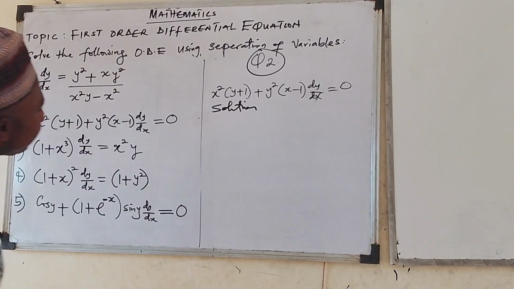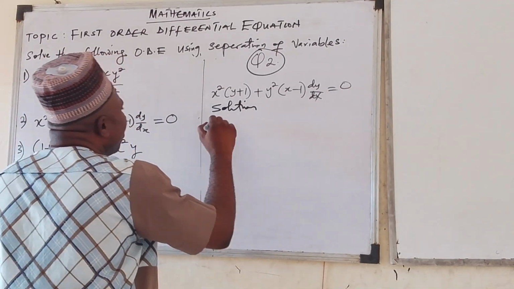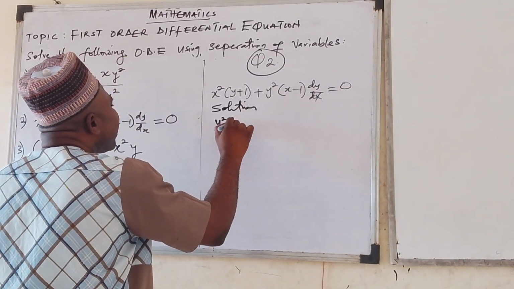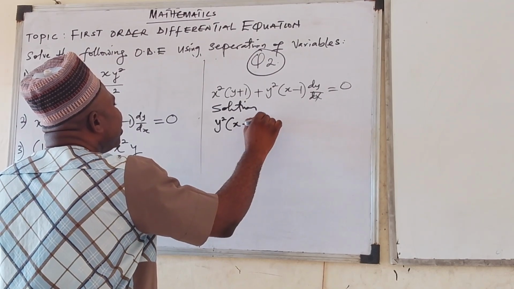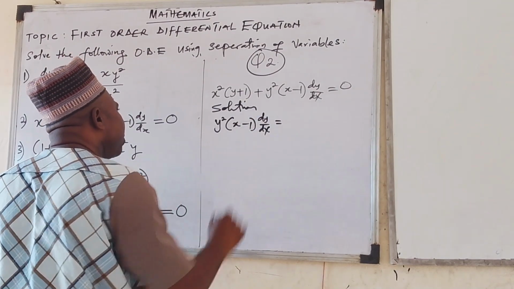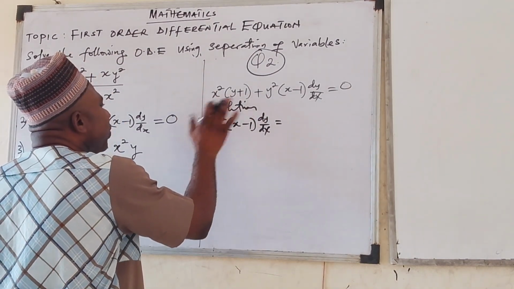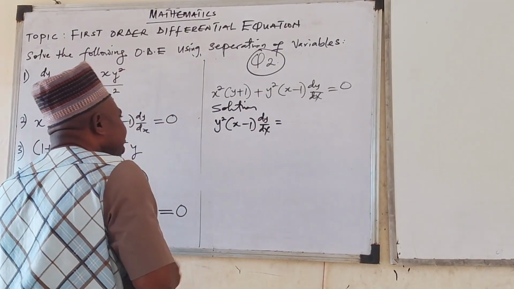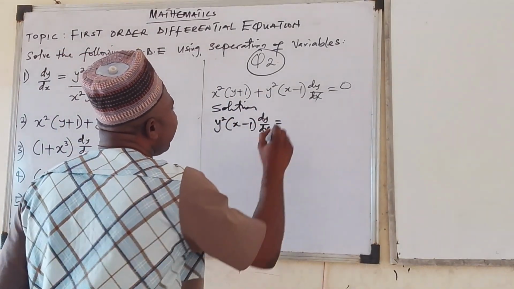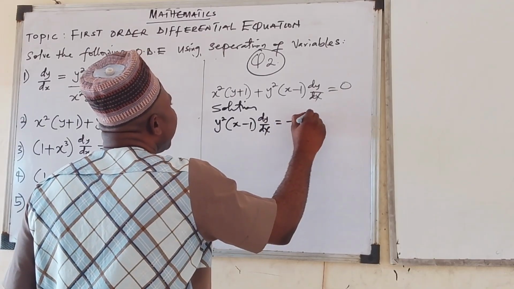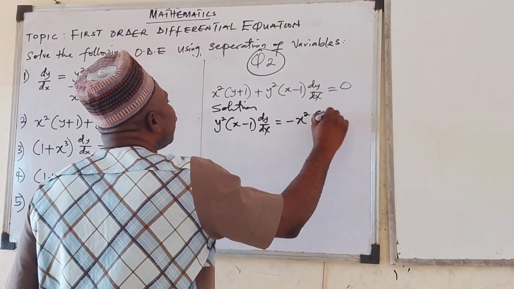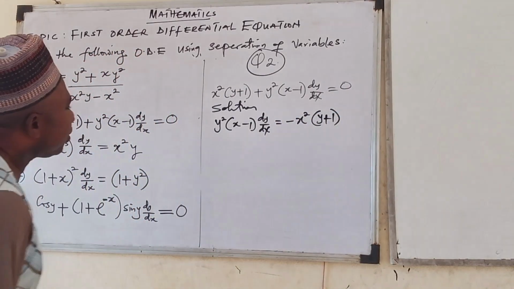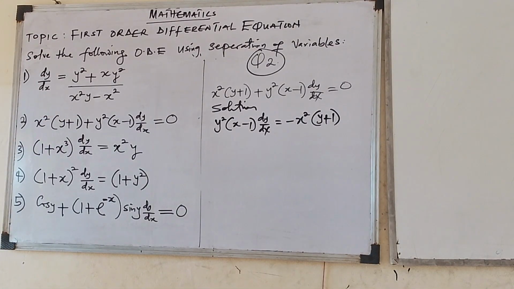So now in this case, let's look at this. y squared in bracket x minus 1, dy over dx will be equal to plus x squared in bracket y plus 1. Taking it to the other side, we have minus x squared in bracket y plus 1.